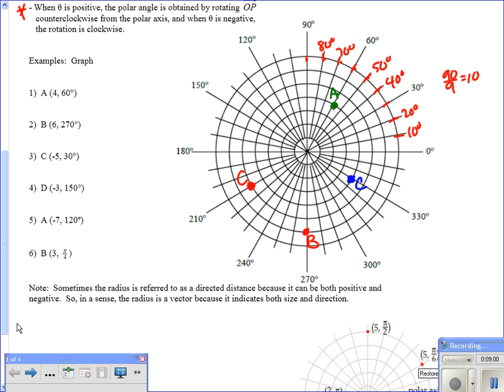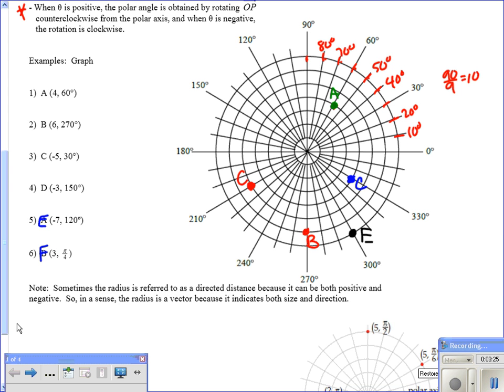And then now this one on your paper is E and F. I just forgot to change it up here. So we have -7, 120 degrees. So 120 would be from here to here. -7 means I'm going the opposite direction. So 1, 2, 3, 4, 5, 6, 7 would be right there. So that's E.